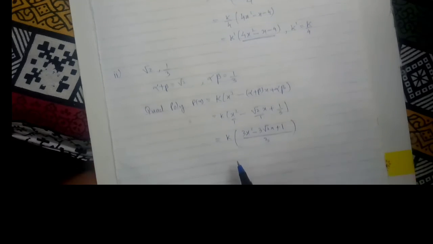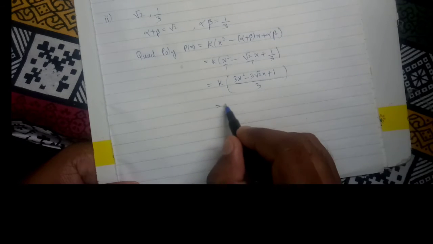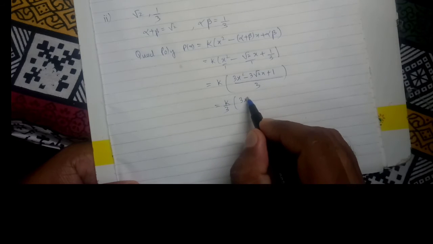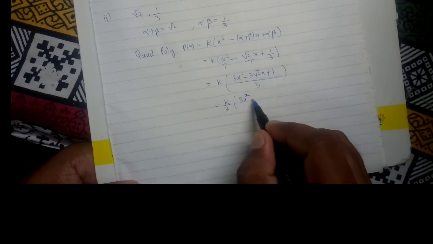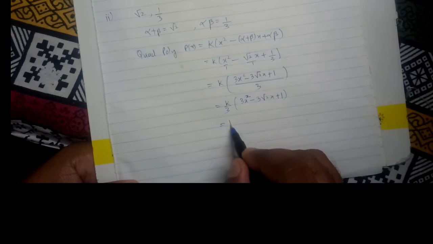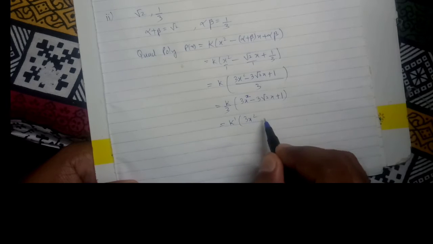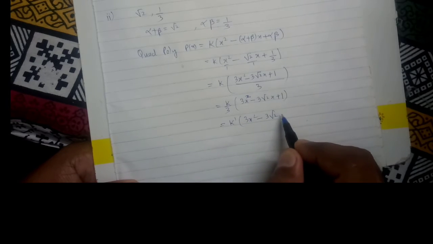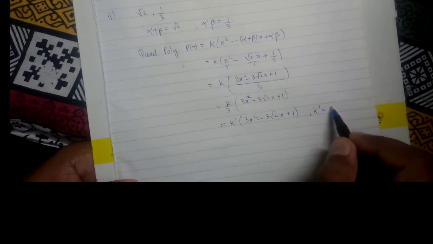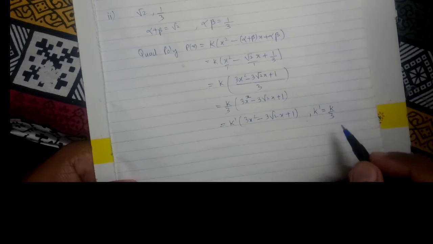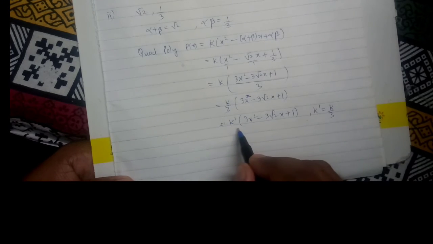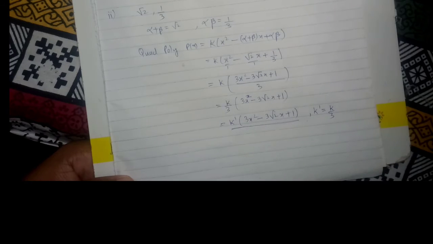Next, I can take further 3 in the denominator of k, so it will be k by 3 into 3x square minus 3 root 2 x plus 1, or simply k dash into 3x square minus 3 root 2 x plus 1. Here this k dash is nothing but k by 3. So this will be my required quadratic polynomial.